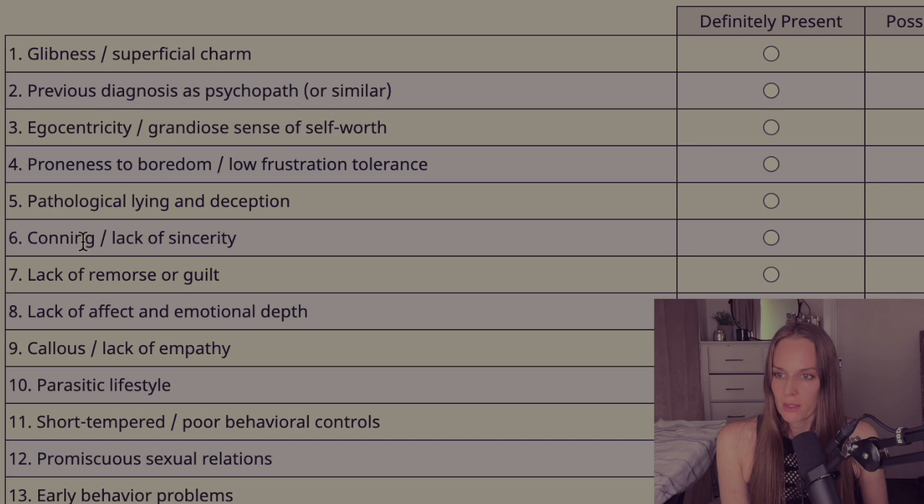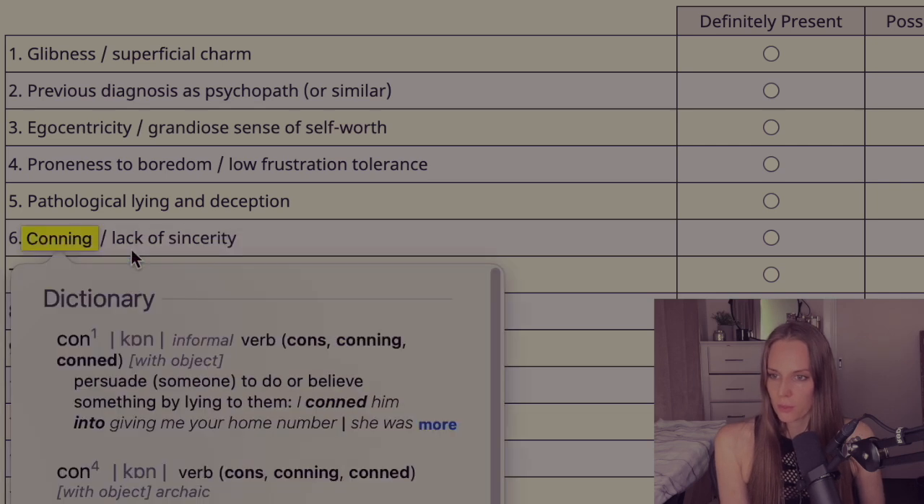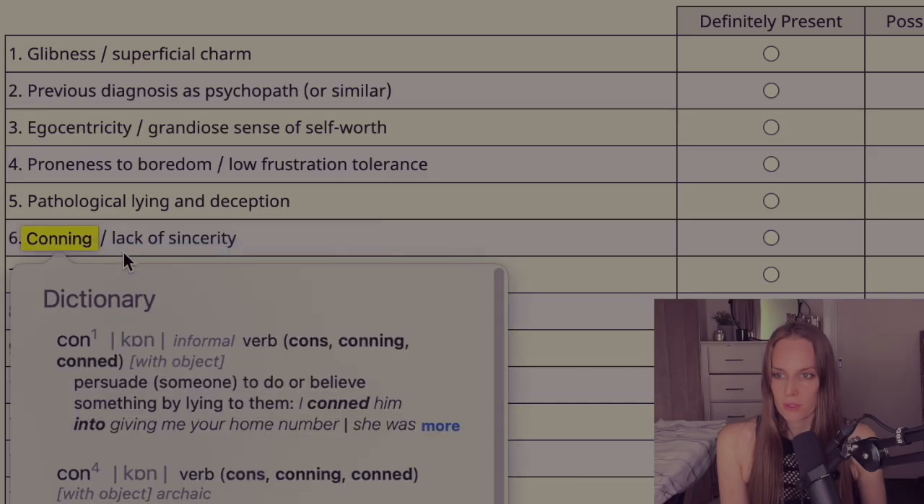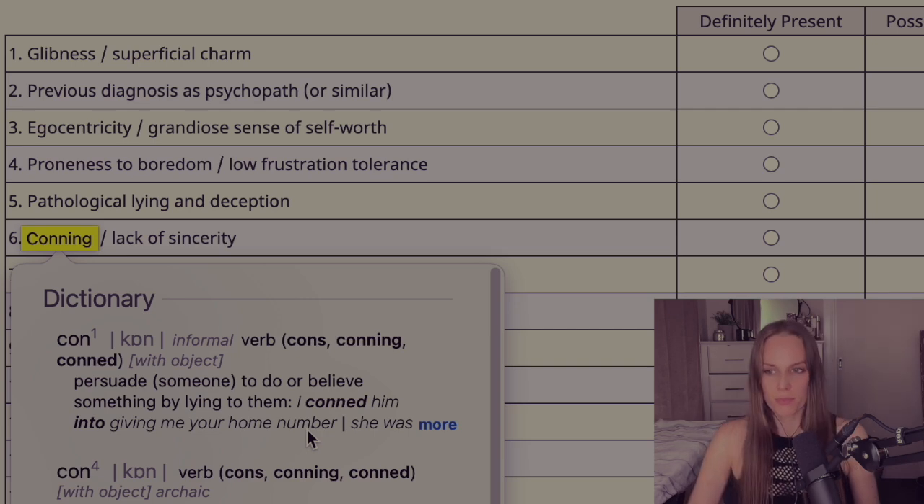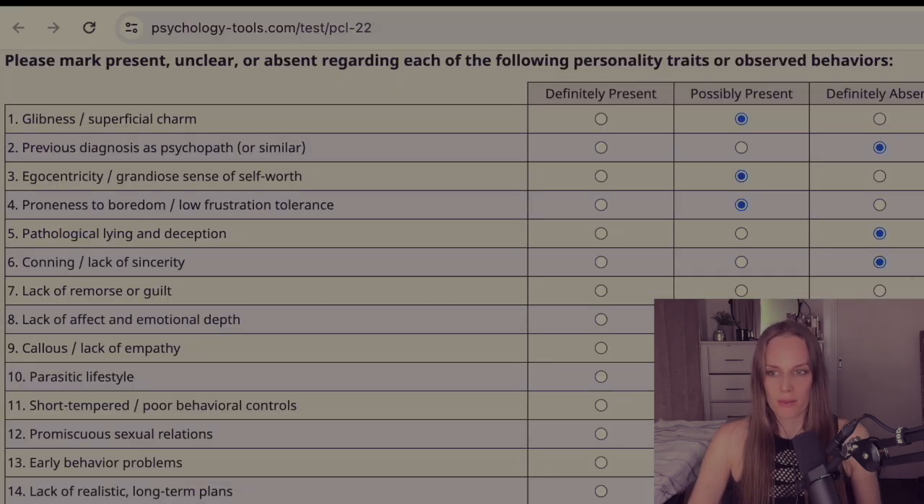Number 6, conning and or lack of sincerity. Conning is persuading someone to do or believe something by lying to them. No, I think that I would say definitely absent for this. Lack of sincerity, I'm definitely not. I don't think I feel the need to con anyone. Again, one of those things where you probably have moments in your life where you do want to persuade someone to do something. Again, that's not really my thing. I don't consider myself a good liar.